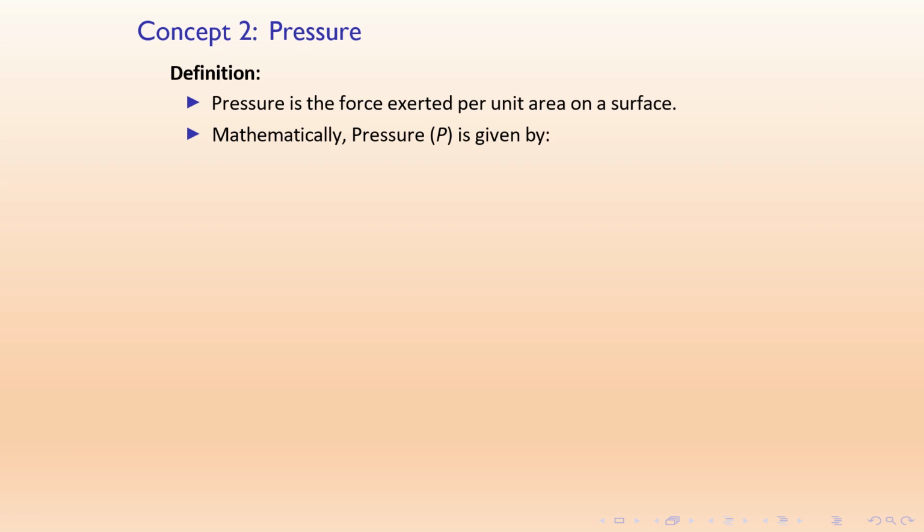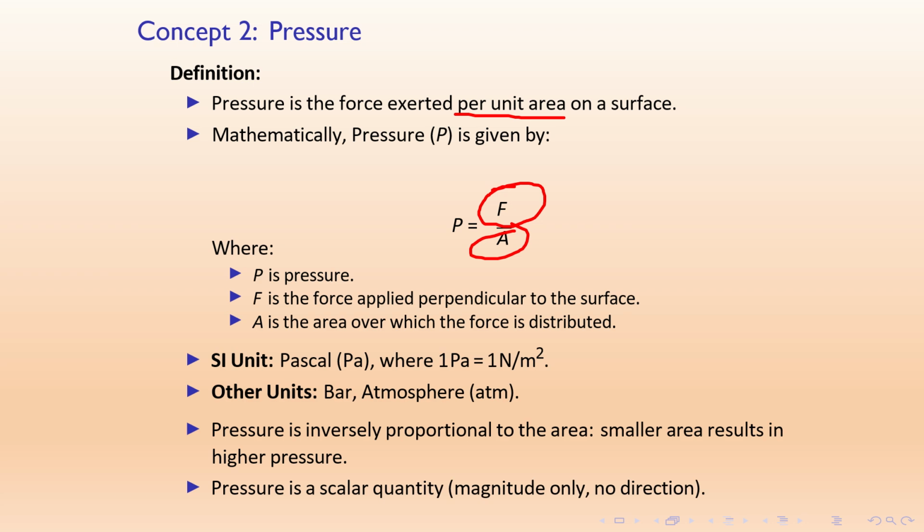Now let us consider the second concept, which is called pressure. What is pressure? As we already know, pressure is the force exerted per unit area on a surface. Here thrust we take over the total area, but pressure we take per unit area. Mathematically, pressure is given by the formula P is equal to F by A, where F is the total force exerted by the body and A is the area on which it is exerted.